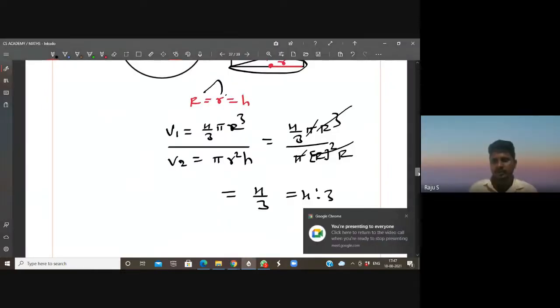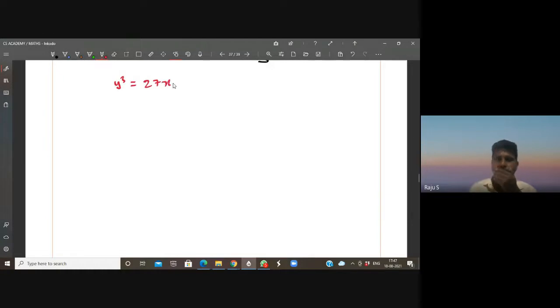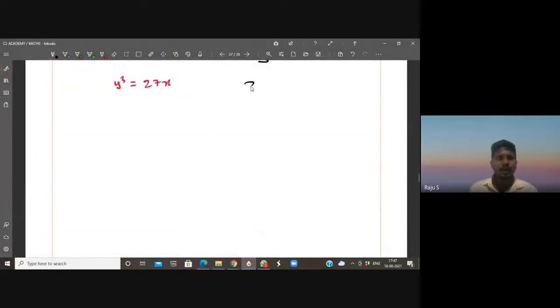Students, what about the answer here? They've given y cube is equal to 27x. In the question, the interval in which abscissa changes at a slower rate than ordinate. Here abscissa is x, ordinate is y. The rate of change of abscissa is dx by dt. The rate of change of ordinate is dy by dt. Here, the rate of change of abscissa is slower than the rate of change of ordinate. Shall I take lesser than?